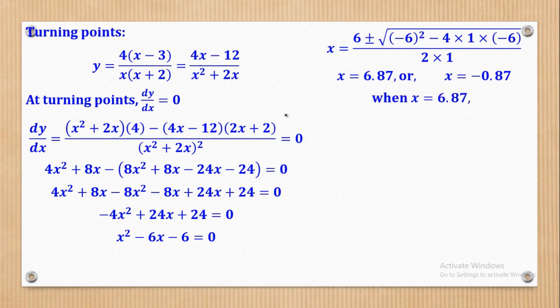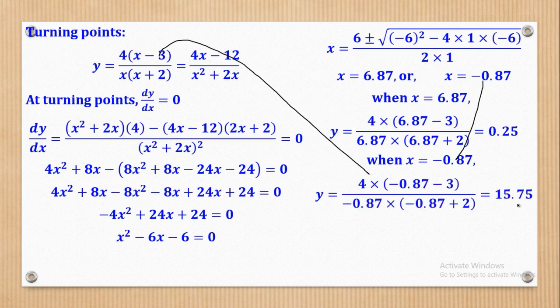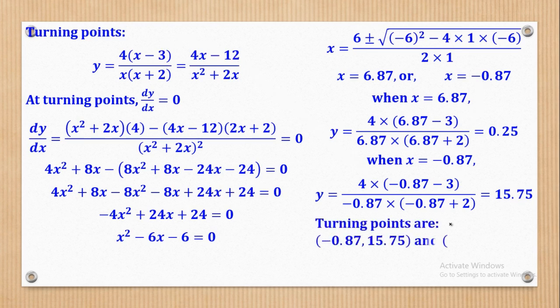So I have to get the corresponding values of y. So when x is equal to 6.87, I'll come back here and get the corresponding value of y using this, which is 0.25, to two decimal places. So here we use two decimal places. What about when x is equal to negative 0.85? Come and substitute this in this to come up with a value of 15.75 to two decimal places. Therefore, I can come and state that my turning points are this and this.